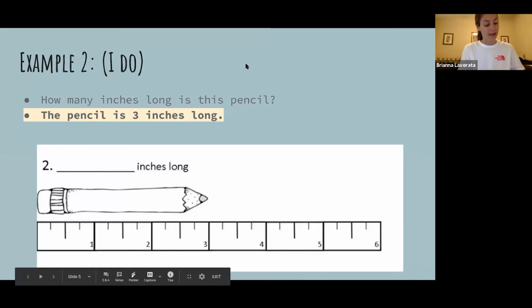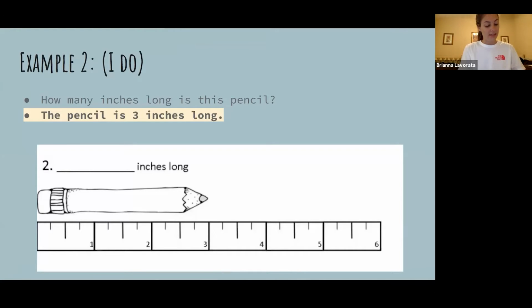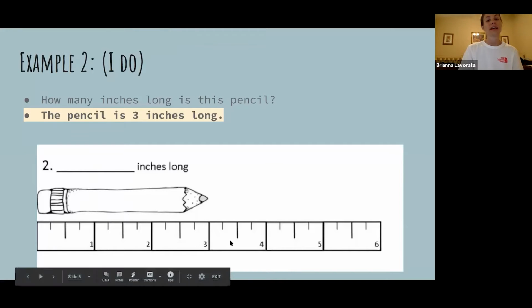This is good practice for you guys to practice your writing skills and comprehension math skills, okay? So your paper should look like this. The pencil is 3 inches long. We know that to be true because we see our image here. We see that the object is a pencil, and we see that we are measuring it with a ruler here, and we see that it stops at the number 3.